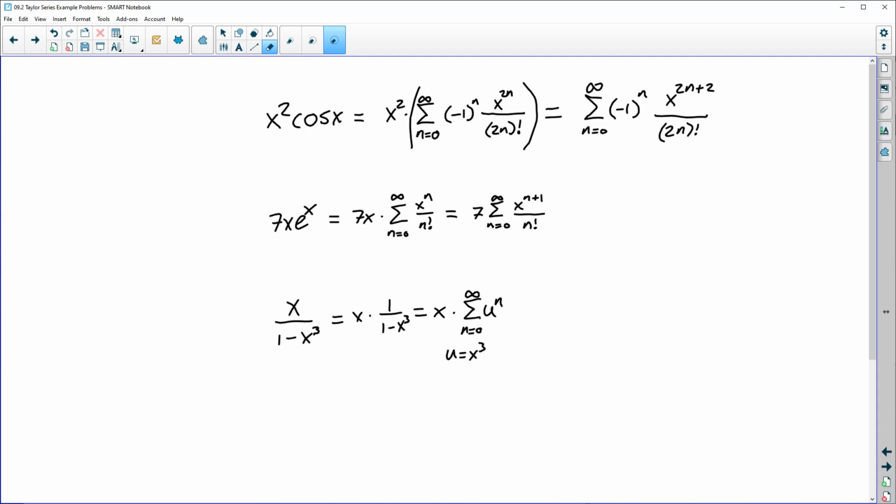This allows us to set up the Maclaurin series as x times u raised to the n. This simplifies down to u to the n plus 1. What we need to do now is undo our u substitution. Now, when I have an exponential raised to an exponential, that is when they are multiplied together, and the result gives me x raised to the 3n plus 3. And that is the Maclaurin series for this function.